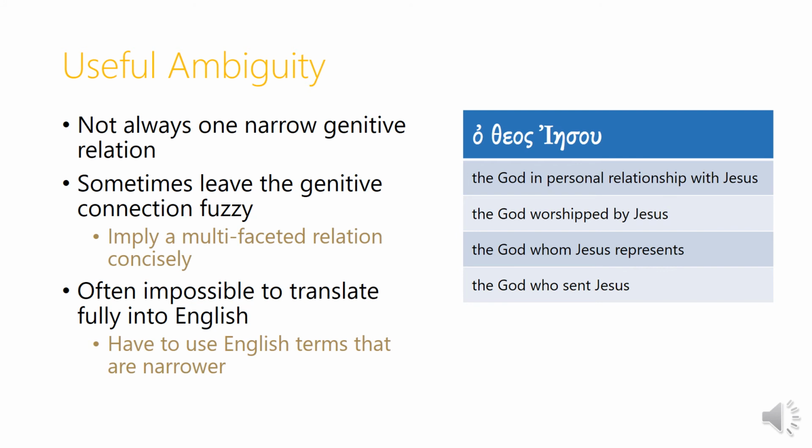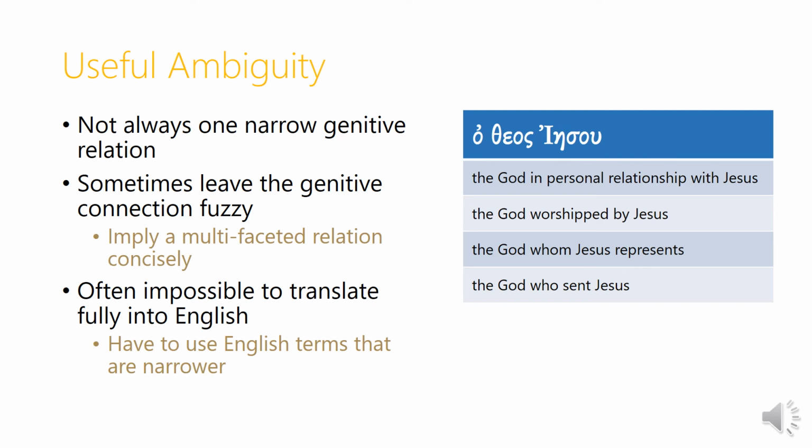And in this case, probably a New Testament writer using this phrase would want us to hear several of these different kinds of relationship. And so the author is actually making use of the ambiguity in order to say several things at once. Now, we need to be careful here not to overuse this idea of deliberate ambiguity.